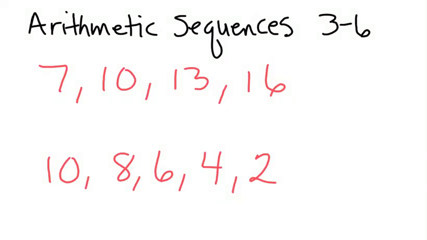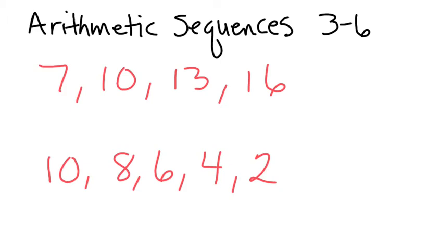Arithmetic sequences, or arithmetic sequences, whichever way you want to pronounce it. 3-6. Okay, a sequence is an ordered list of numbers or objects, and each part of a sequence is called a term. So these are all terms. This is one sequence. This is a different sequence. This one has 4 terms. That has 5 terms. That's pretty easy.